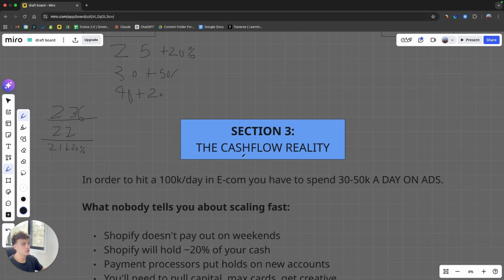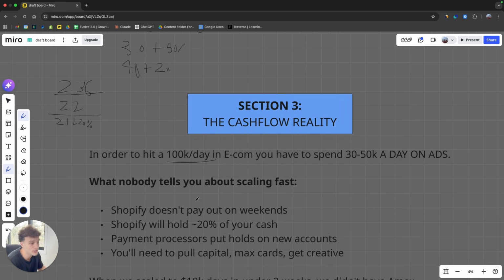And then the next section is going to be cash flow reality. What I mean by this is so many of you want to hit 100K a day in ecom. But in order to hit 100K a day, you have to spend $30,000 to $40,000 a day on ads. And not many of you have that scaling potential or have the back end that can handle that.